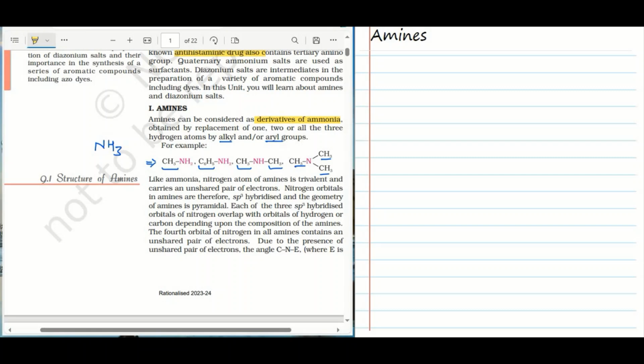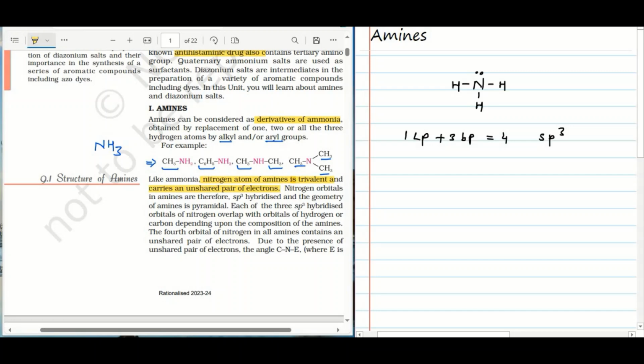Now come to the structure of amines. Like ammonia, the nitrogen atom of amine is trivalent and carries an unshared pair of electrons. First of all, draw the structure of ammonia. In ammonia, there is nitrogen which is bonded to three hydrogens. So there are three hydrogens bonded to nitrogen. And nitrogen has a lone pair. So this is the lone pair. As it has one lone pair and three bond pairs, the hybridization of nitrogen in ammonia is sp3.